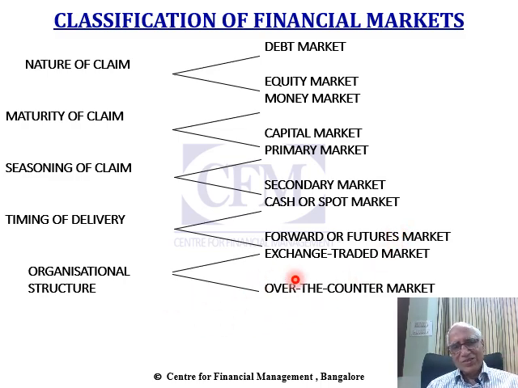Organizational structure. Exchange traded markets are markets which are very well organized and regulated. In these markets, products are standardized and the entire risk management is done by the exchange. Over-the-counter market is a market where two parties enter into a bilateral transaction. Of course, in these transactions, there is always a counterparty risk.